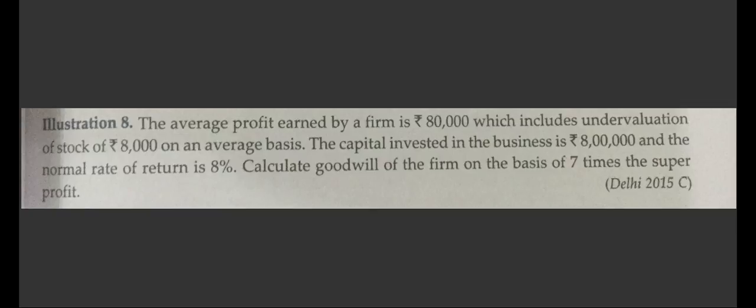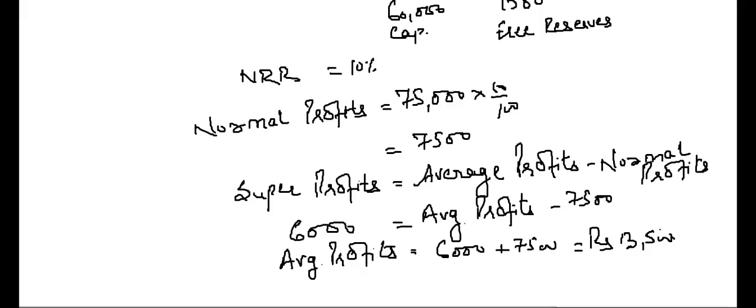right? The capital invested in the business is 8 lakh and the normal rate of return is 8%. Calculate goodwill of the firm on the basis of 7 times the super profit, right? So let's see.